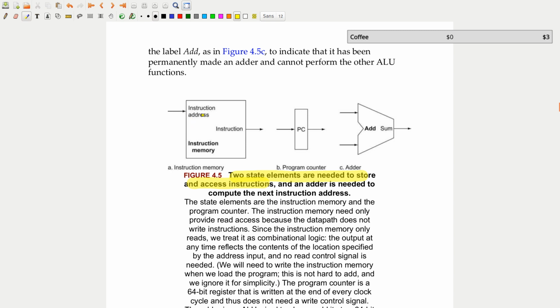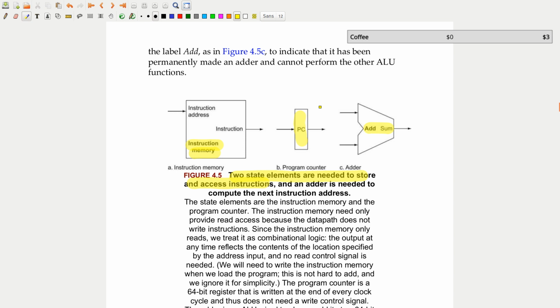So of course we're going to need an instruction memory. This is what's going to store all of our instructions. We need a program counter. We use this value to address this instruction memory. And then we have to have an adder here, and this adder will help us to cycle through instructions.